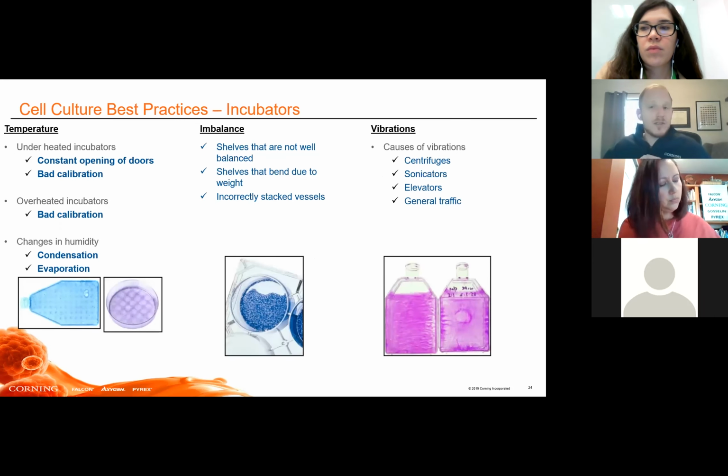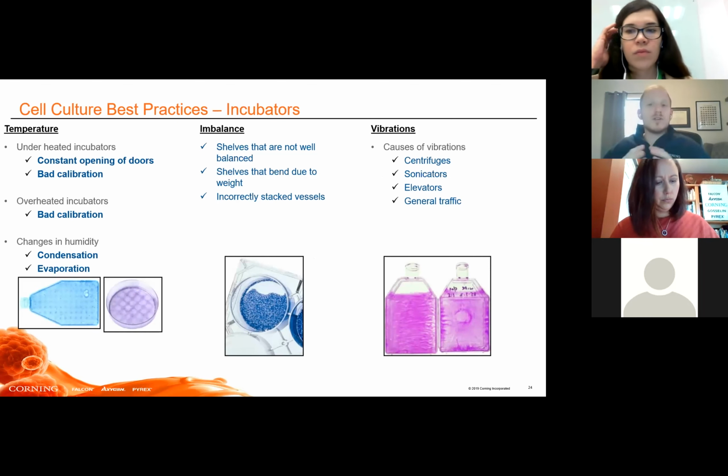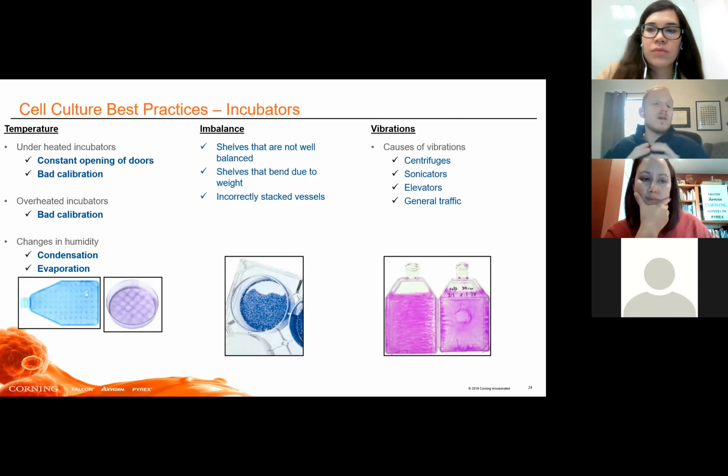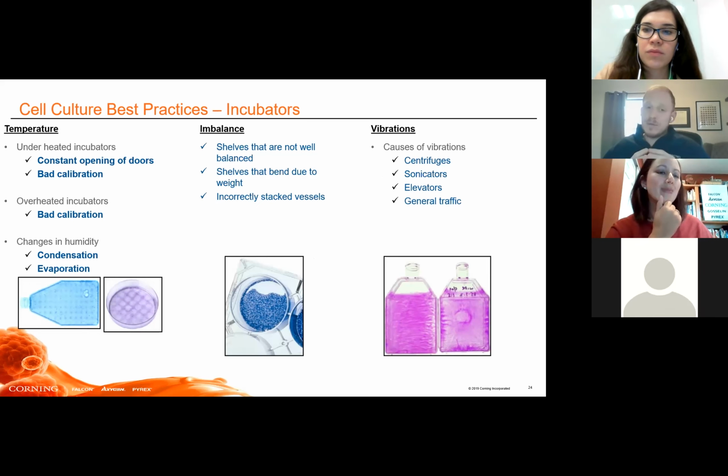When it comes to incubators, there are some considerations around temperature, balancing, and vibrations that can all impact your cell culture. For temperature, you want to avoid constant opening of the doors. Watch out for a potential bad calibration.